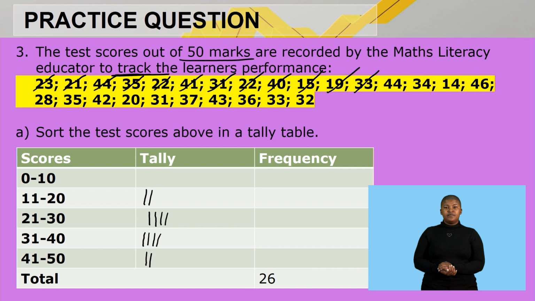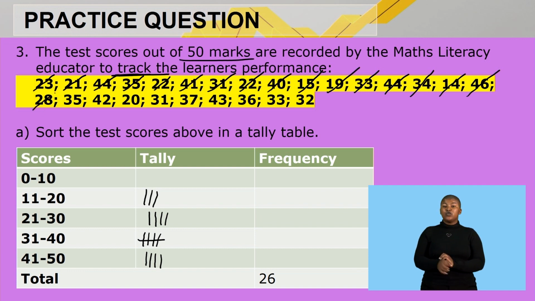So we are going to have a 4. Then this one got 44, goes to the last interval. So we're going to have a 3 on our table. Then we have 34. 34 will be between 31 and 40, so this will be 5. So this learner got 14, goes between 11 and 20. This makes it 3. We have 46. 46 would be between 41 and 50. So this makes it a 4.